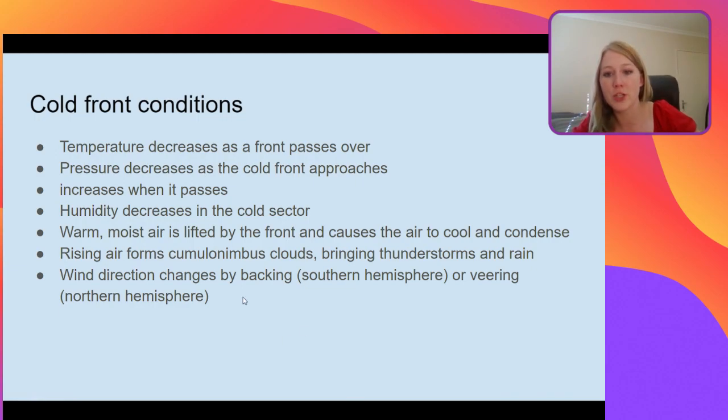I'm not going to explain too much about the backing and the veering, but as the cold front passes over, in the southern hemisphere, the wind would start backing, and in the northern hemisphere, the wind would start veering. What that means is that where you perceive the wind to be coming from changes direction. The wind will still be moving in a cyclonic direction, but where the cyclone is relative to you will be somewhere else. So it will seem like the wind is blowing from somewhere else. That's my nutshell of backing and veering.